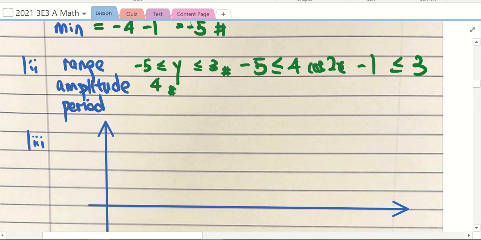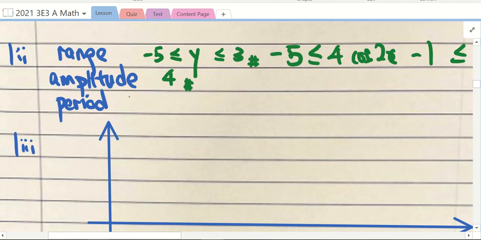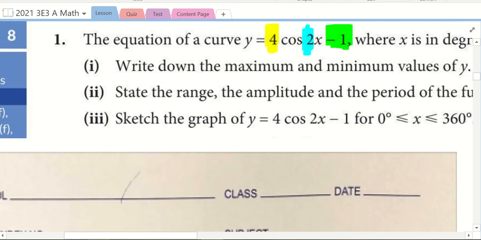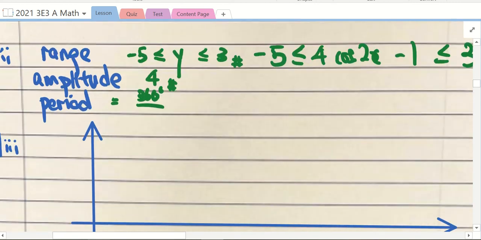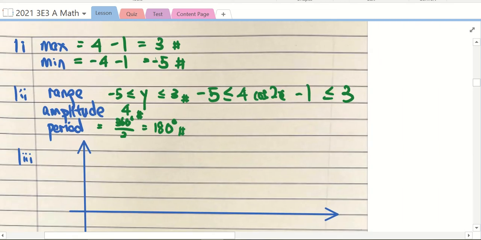But what is the period? It's not from the equation. But what's the formula for period? 360 divided by b, which is the coefficient of x, right? So 360 divided by 2, I will get 180. What's the meaning of this 180? We will finish the first cycle in 180 degrees. So the first cycle must have 4 intervals. All these are very useful information for you to do your drawing. And I'm going to do my drawing now.